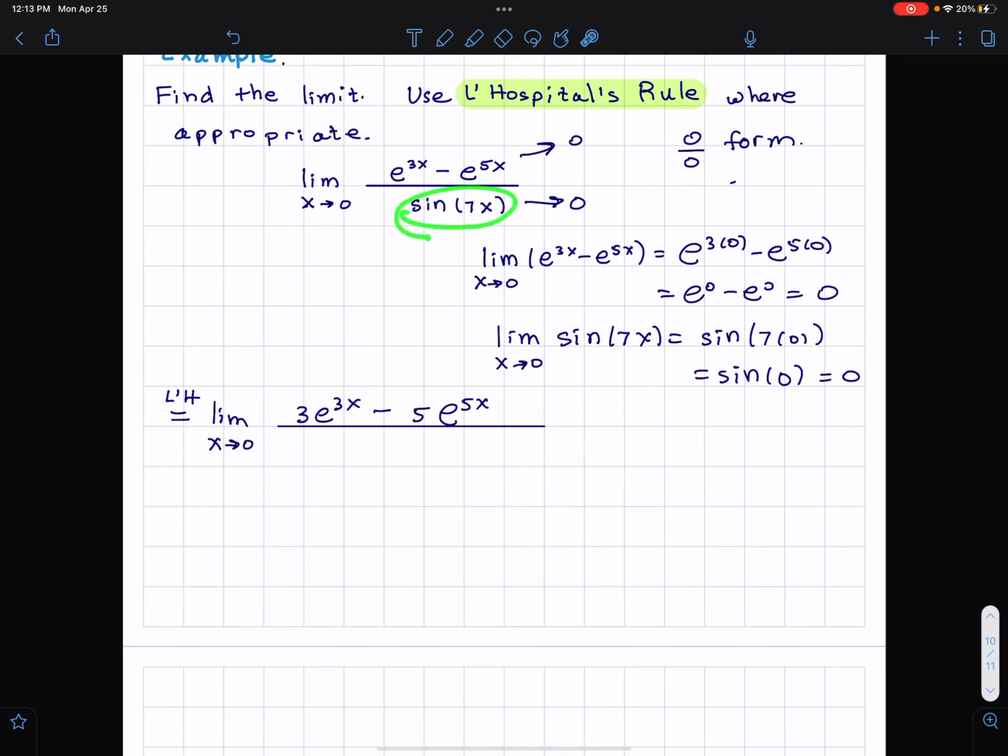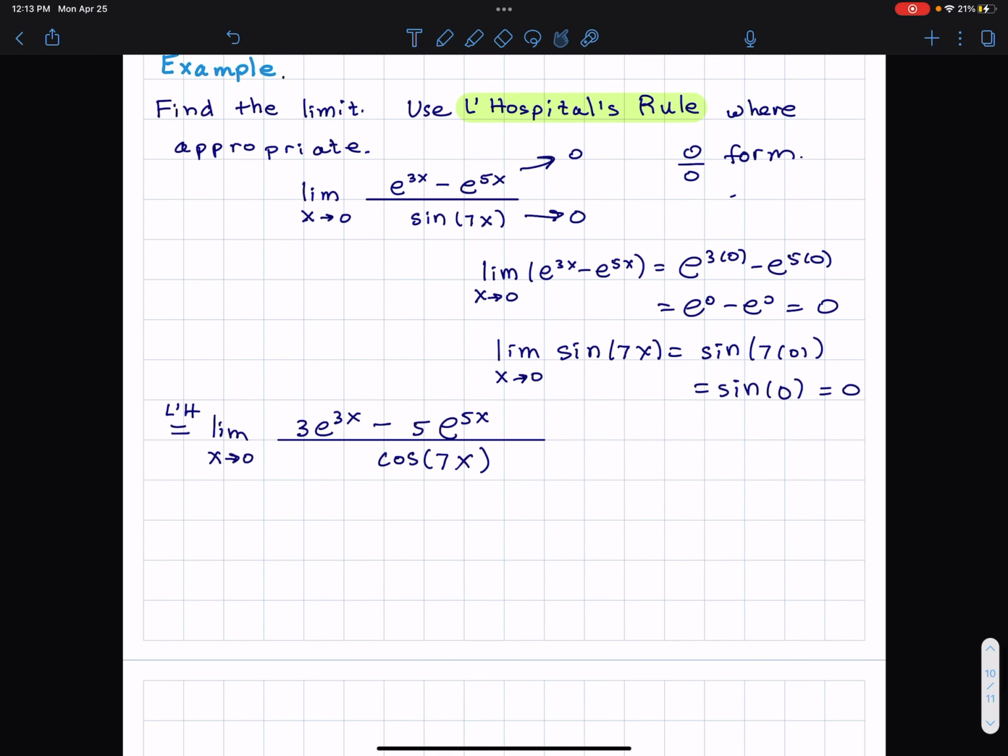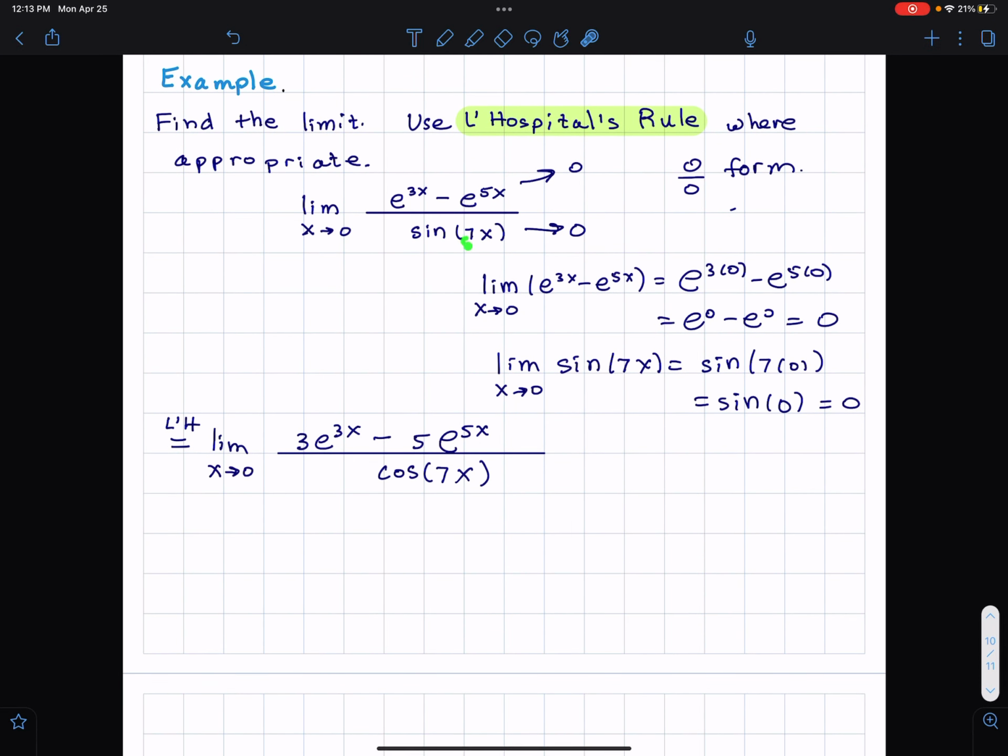How about the sine 7x? What's that derivative? Awesome. Cosine, we use the chain rule. So cosine is the derivative of sine u, it's cosine u. We keep the inside the same, 7x, but then we multiply by the derivative of 7x, which is 7.